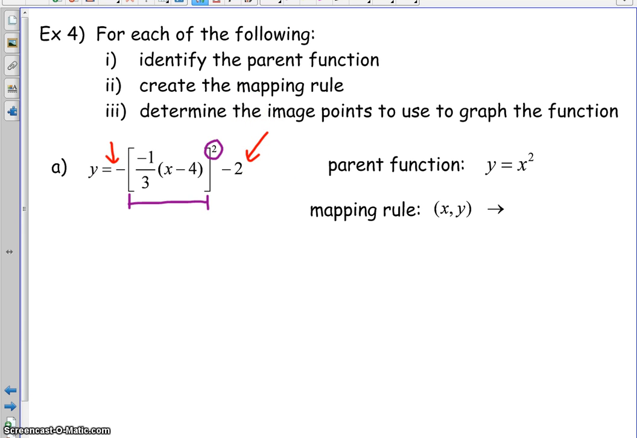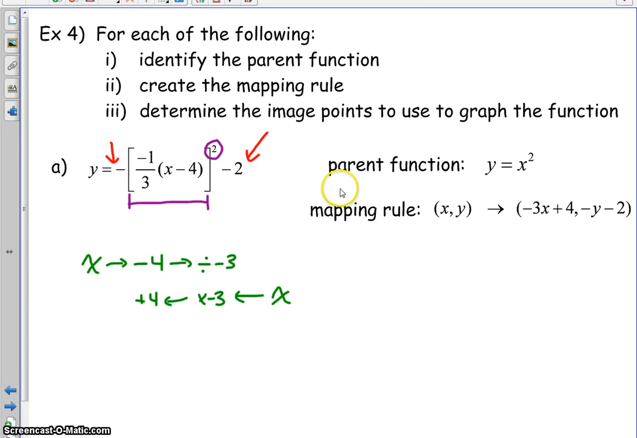Okay, so for our mapping rule, to do x, we'll just look at what's inside here. So you start with x. The first thing that happens is a subtraction by 4. And then it's multiplication by negative a third, but it might be easy to write this as division by negative 3. So for the inverse, for our mapping rule, we do multiplication by negative 3, and then addition by 4. For the y part of the mapping rule, I multiply by negative 1 out here, and then I subtract 2, so my mapping rule should be negative 3x plus 4, and then negative y minus 2.